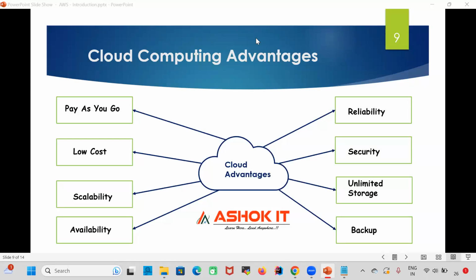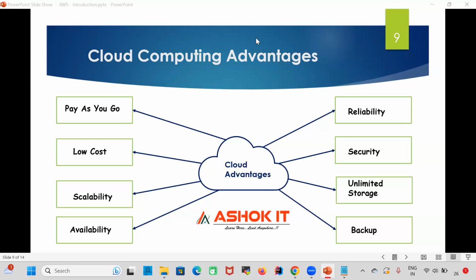If you go for on-premises infrastructure, if you manage infrastructure, you need to take care of all these things. If you go for cloud infrastructure, the cloud provider will provide you all these benefits. These are the advantages we have when we use cloud infrastructure in our projects. Because of these advantages, companies are moving to cloud computing.